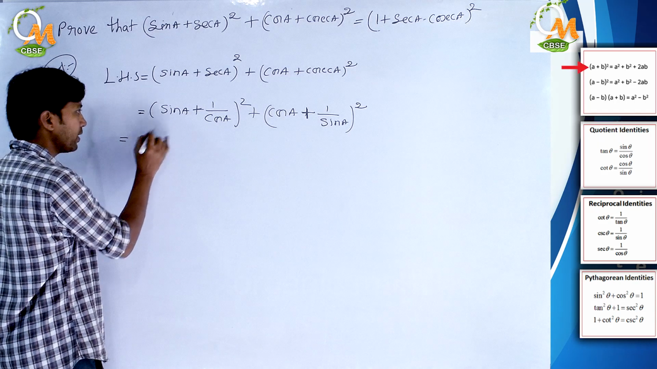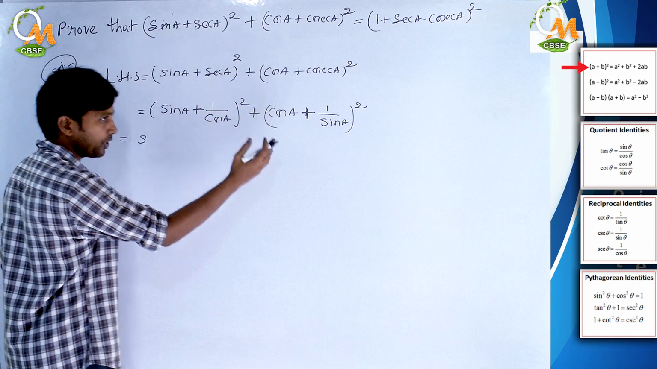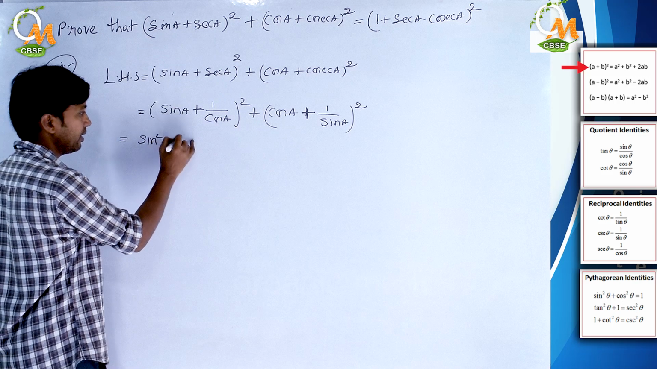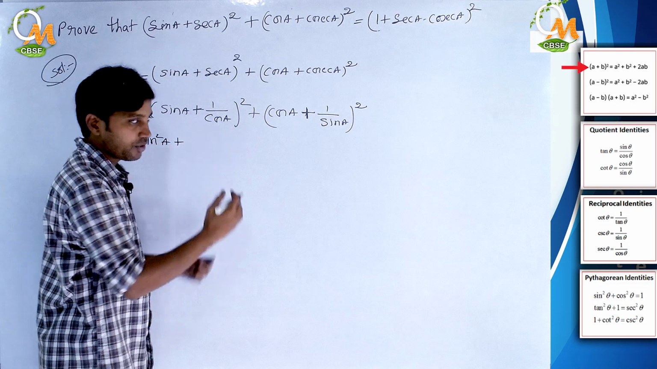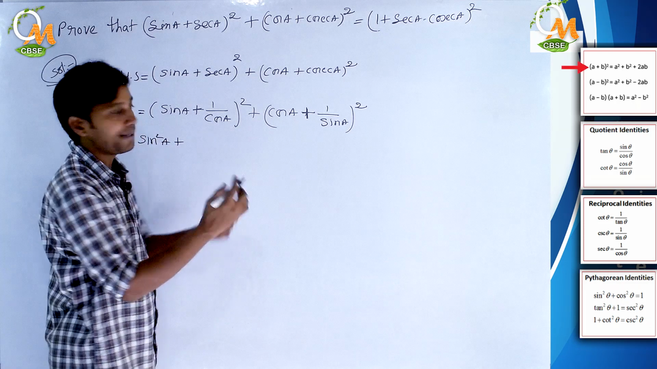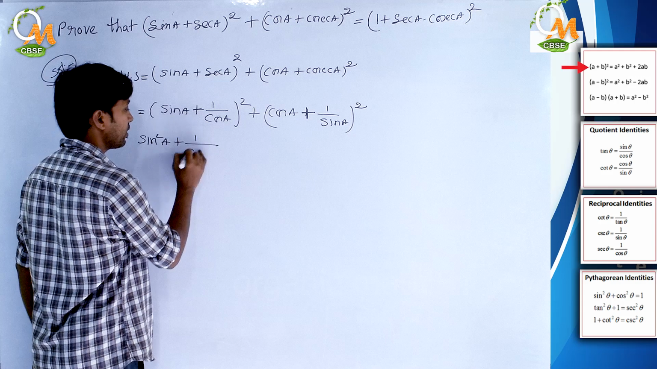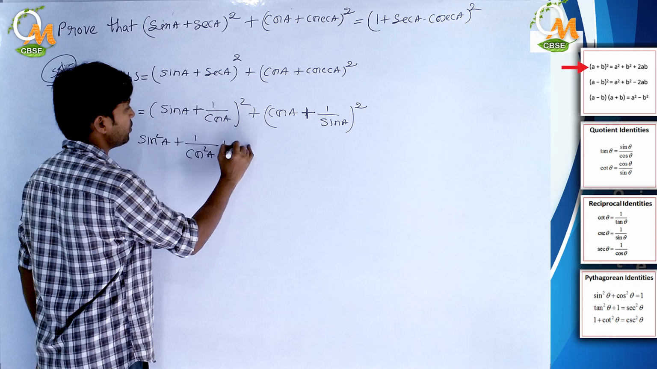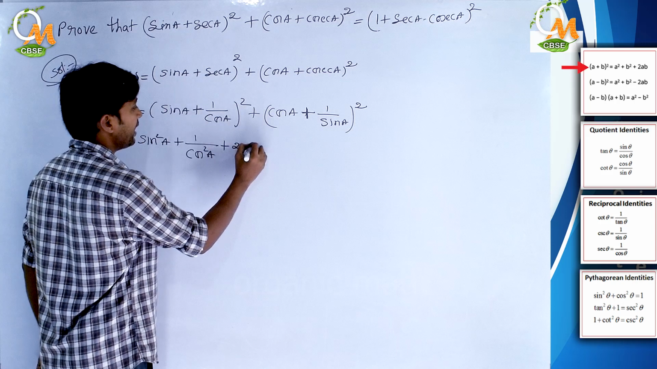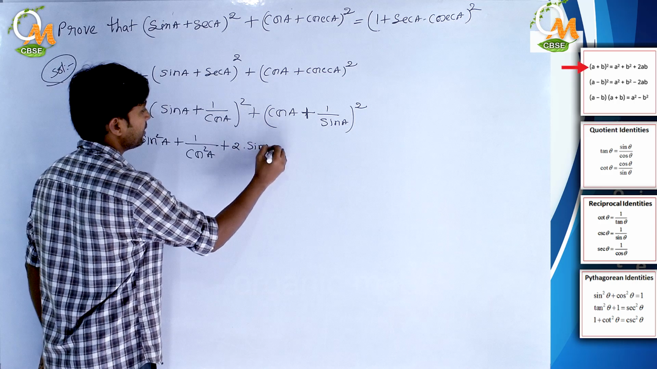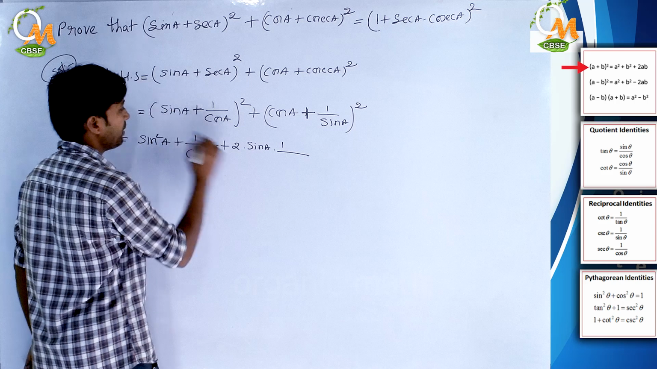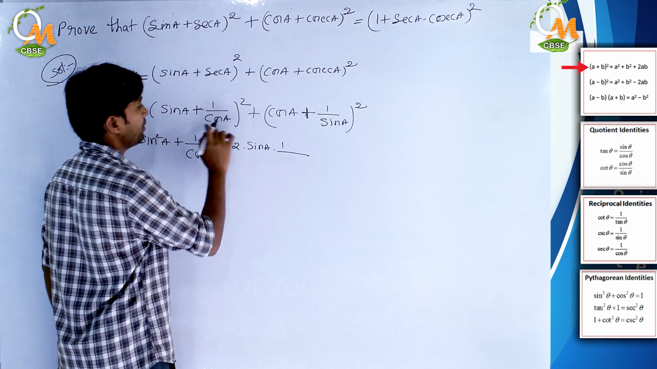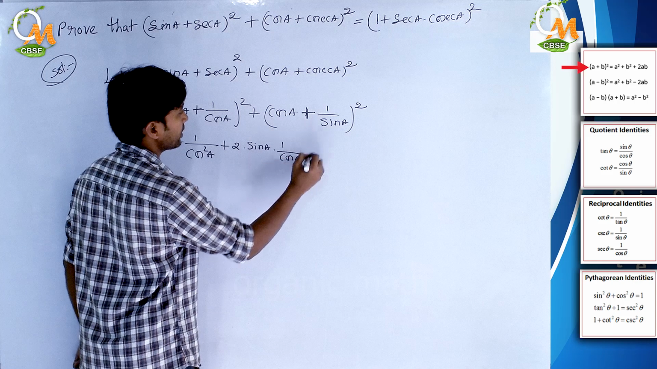A square plus B square plus 2AB. A square would be sin A whole square, so sin square A. And B square would be 1 by cos A whole square, that means 1 by cos square A. So plus 2AB. What is 2AB? 2 into A would be sin A, into B would be 1 by cos A.